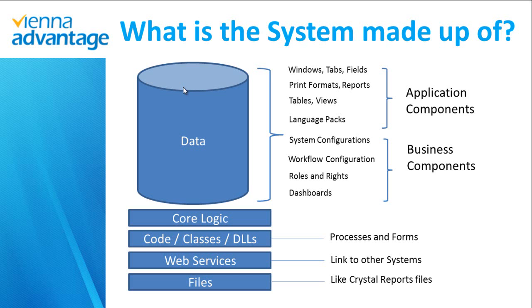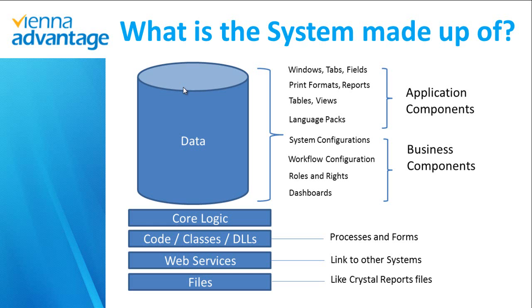And then we have certain code classes also as a part of the system, like forms, which could be any kind of business forms which you could create by coding and insert into the system. And we also have web services. Web services are responsible for linking your system to other systems, or for example, you require web services to link your mobile device to the Vienna Advantage system. And there are certain files which are also part of the system. These files could be, for example, the Crystal Report files, or certain other files.